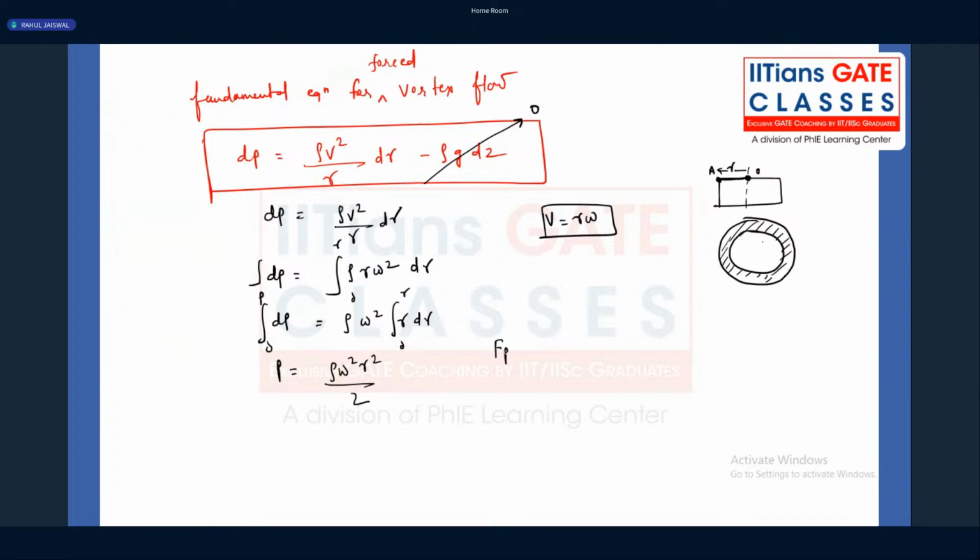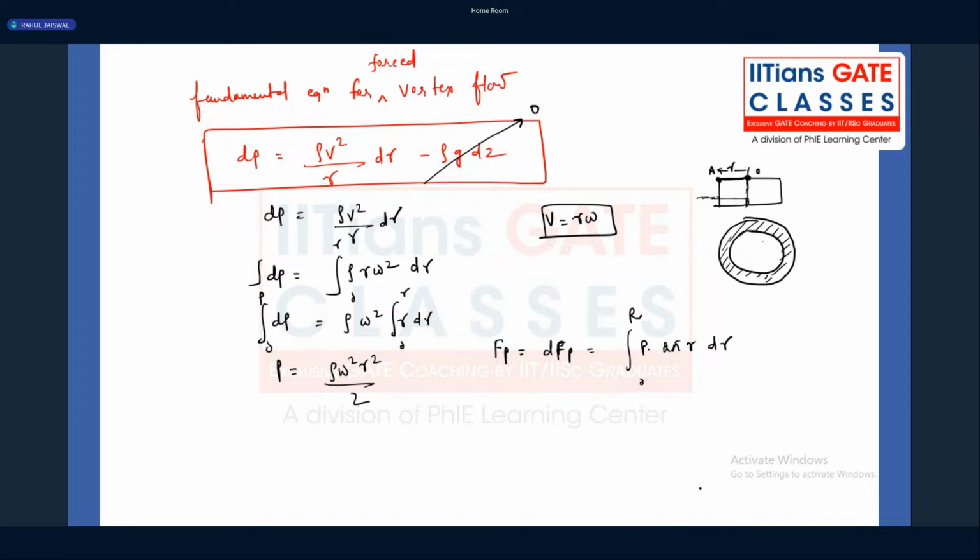What is the pressure force? The pressure force we can get, dFP, is equal to P into the elemental area, 2 pi r into dr, and we do the integration from 0 to capital R. We cannot easily find the pressure force directly without any integration, because the radial distance from the center of rotation keeps varying to the extreme end. It keeps on changing, so directly we cannot do that.